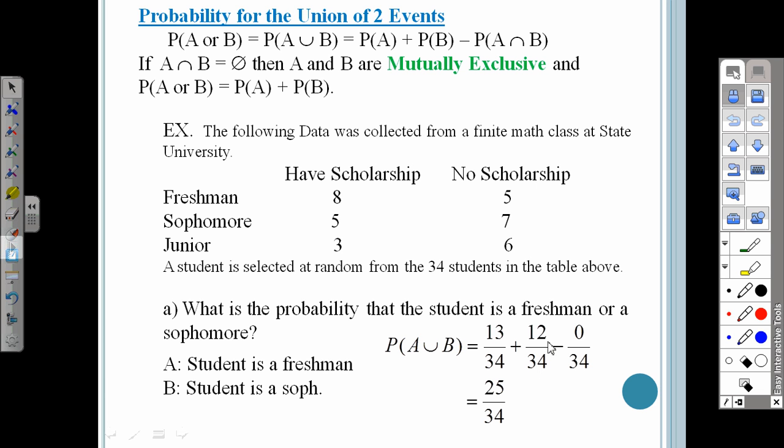Then we have to subtract the probability that the person is a freshman and a sophomore. Well, you're one or the other, you're not both, so that is a 0% chance, a 0 out of 34 probability. So it looks like these events are mutually exclusive. All we have to do is add these two together to get our probability, which is 25 out of 34. So that's not too bad.